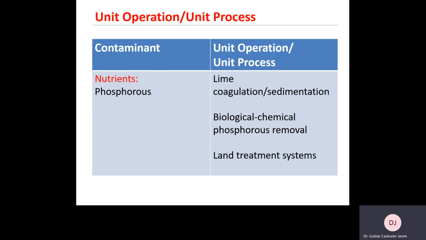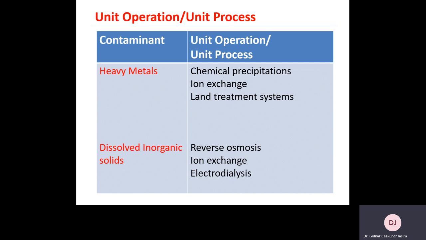Nutrients such as phosphorus can be removed by lime coagulation or sedimentation, biological chemical phosphorus removal, or land treatment systems. Heavy metals can be removed by chemical precipitation, ion exchange, and land treatment systems too. Reverse osmosis, ion exchange, and electrodialysis can be used to remove dissolved inorganic solids.